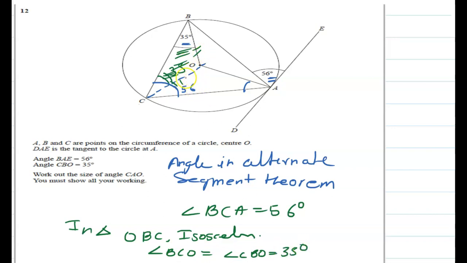And what about this angle? So 56 minus 35, then this angle will be 21. So if this is 21, they are forming another isosceles triangle, this red one. So this is 21, then this is also 21. So angle OAC is 21 degrees, right?